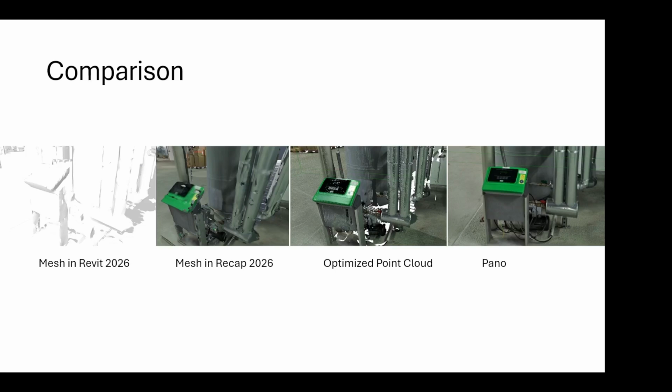Let's compare the results. Here we have the panoramic image with all the details. Here we see the optimized point cloud. And here we have the mesh with a good texture. But we can already see the artifacts of the mesh triangles. Here is the mesh in Revit 2026. Without colors, it does not seem to be as useful as advertised.